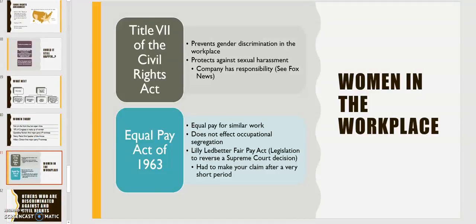Title VII of the Civil Rights Act affects women in the workplace. It prevents gender discrimination, and it protects against sexual harassment. So your company has the responsibility for making sure that you are not being sexually harassed.